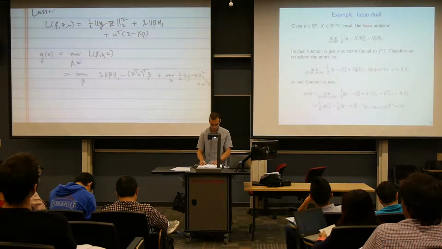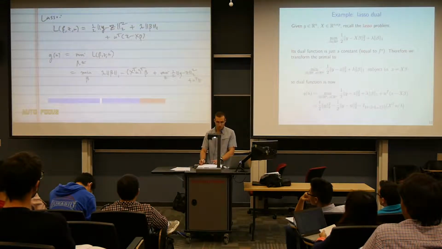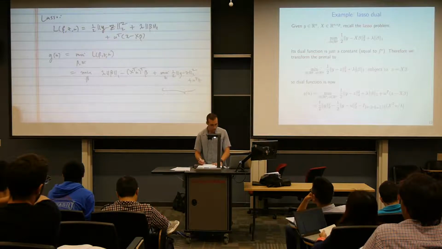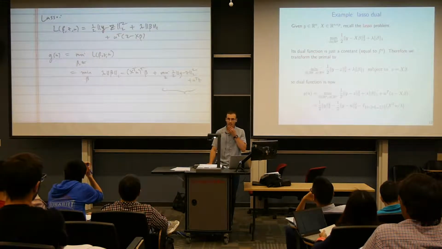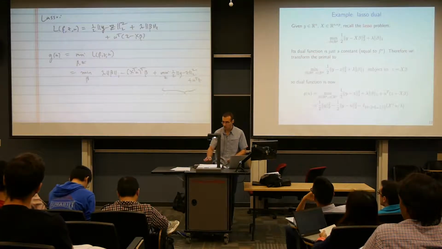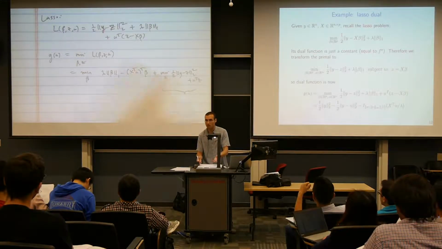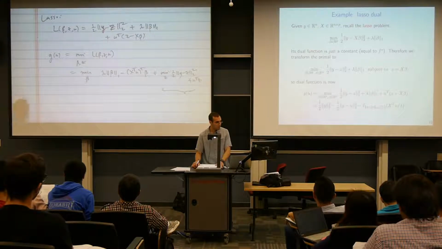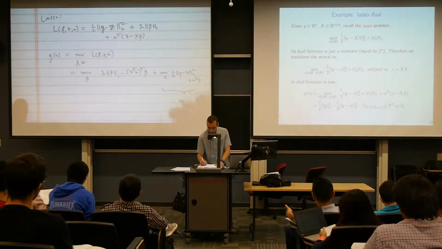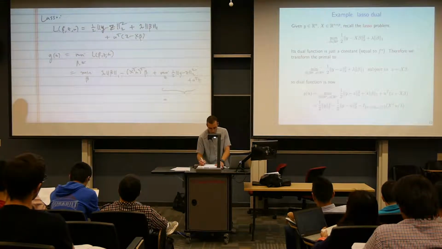Okay, so this one you can do explicitly because it's a quadratic. So I won't go through that. Just take the gradient and set it equal to 0, or just do what you remember for the minimums of quadratics. And this ends up equaling the following.